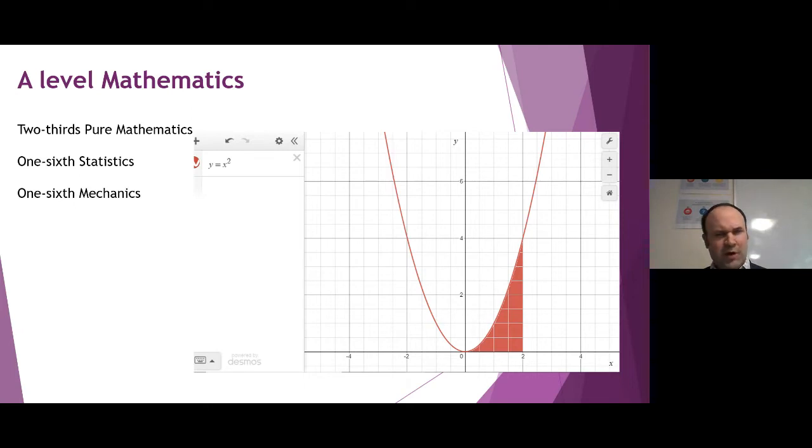But that's going to give me a slight overestimate for the area of this curve, and actually finding the area of this curve is quite a bit more difficult than that. So we use this technique called integration, and the two things together, differentiation and integration, are a really big topic in the pure maths element of A-Level Mathematics.